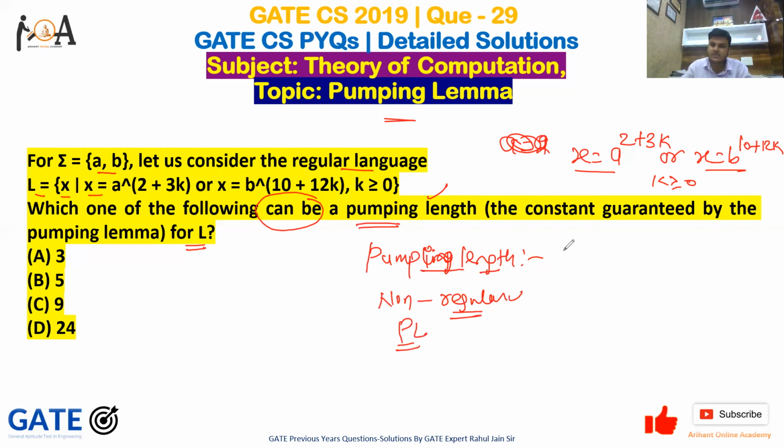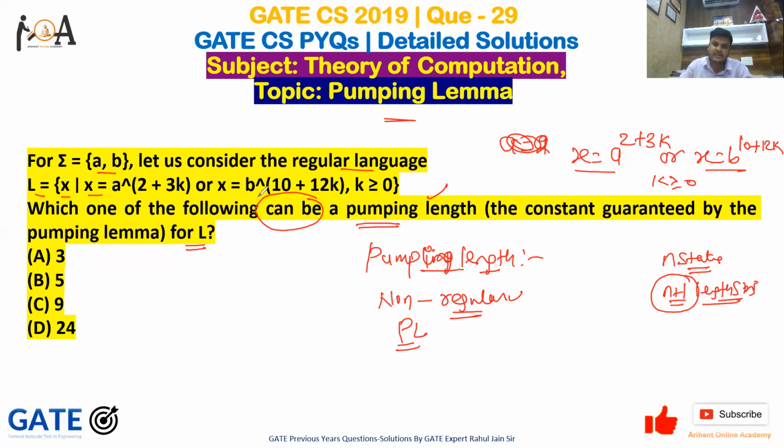And pumping length uses the concept of the pigeonhole principle, which means if you have n states and an n plus one length string, and you want to scan that string on these n states, then at least one state must exist from which either a self loop or a cycle would be there. That is why we can scan an n plus one length string.